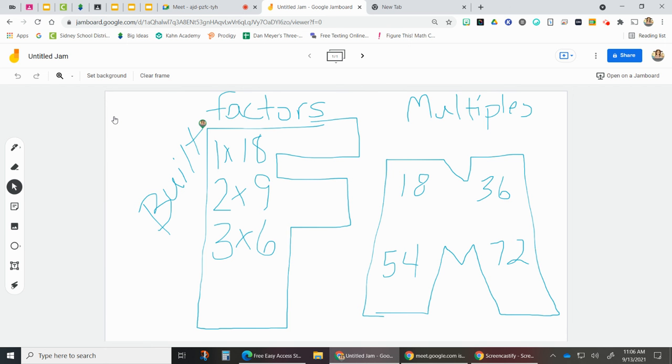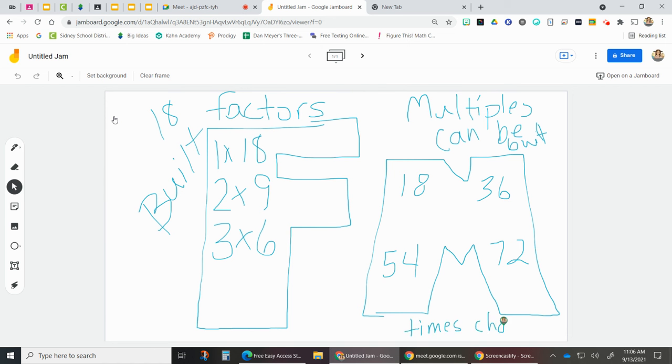What numbers is 18 built from? Those are factors. Okay? And multiples are what you can build with that number times another number. So what can you build? 36. So you can multiply 18 times 1, 18 times 2, 18 times 3, and a good place to find multiples is on your times table chart.